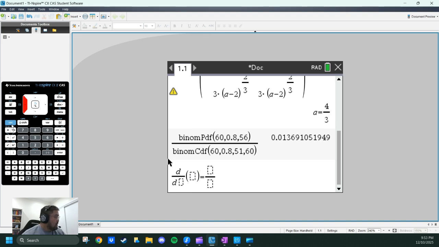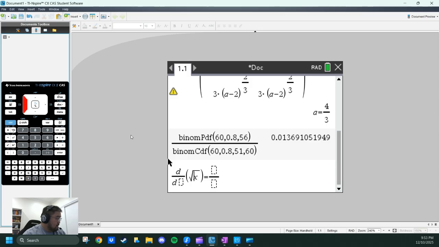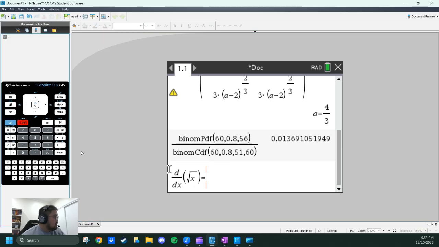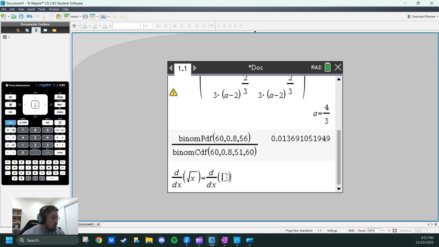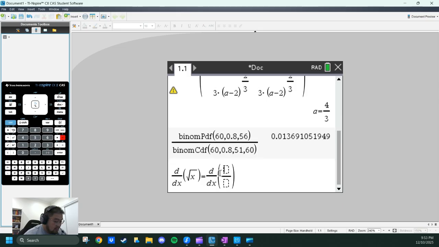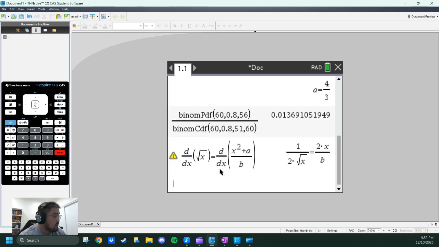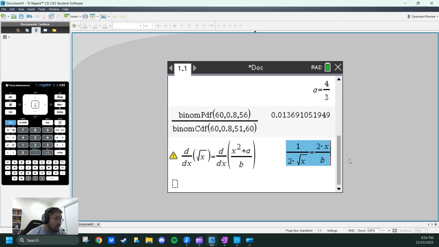Okay, so this is the square root of x. And the square root of the right-hand side. And we've got x squared plus a over b. Okay, and if we do this, we find that that's our derivative.